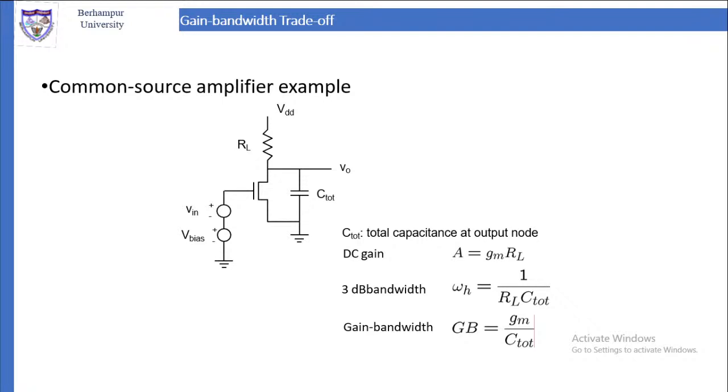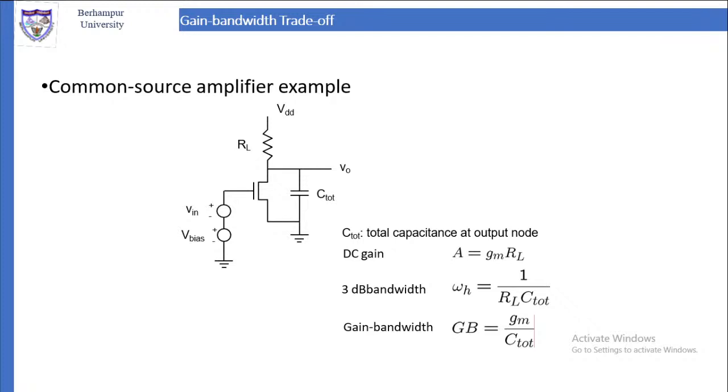I hope you remember this, but let me clarify this. That I'll clarify in the next figure. When we get the figure, I'll clarify that. 3 dB bandwidth, omega h. This is for bandwidth. Omega h is equal to 1 by RL into C total. That is the 3 dB bandwidth.